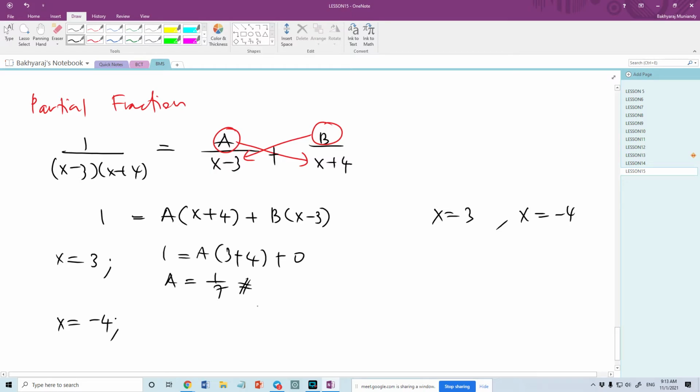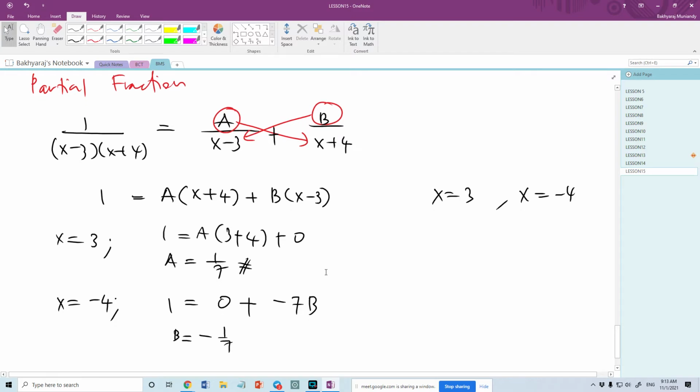So you get 1 equal, and here this side 0 plus negative 7b. So negative 4 minus 3 negative 7. So b will be negative 1/7. Okay, so kita dapat ni.